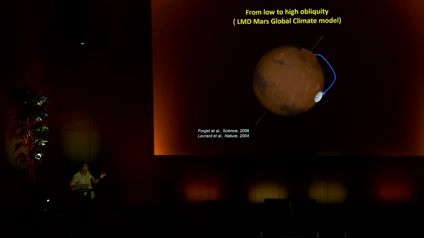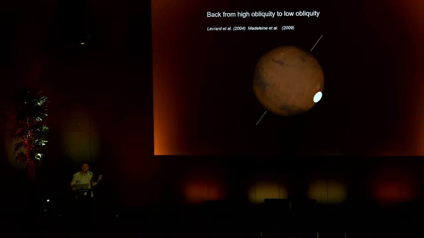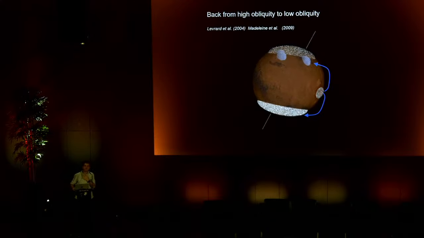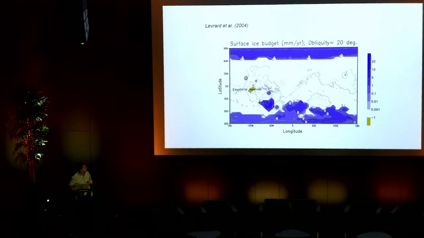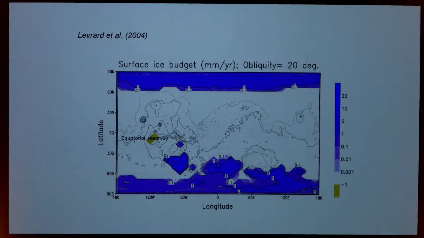We later found that if you assume that you have, for instance, ice in the tropics, and you go back to low obliquity, an exciting finding: the ice doesn't go directly to the North Pole. It tends to accumulate in the mid-latitudes, and at the time we were delighted. We thought that we could explain the mid-latitude mantle, and there were a series of papers like that. More about that by Jean-Pierre Mustard later.